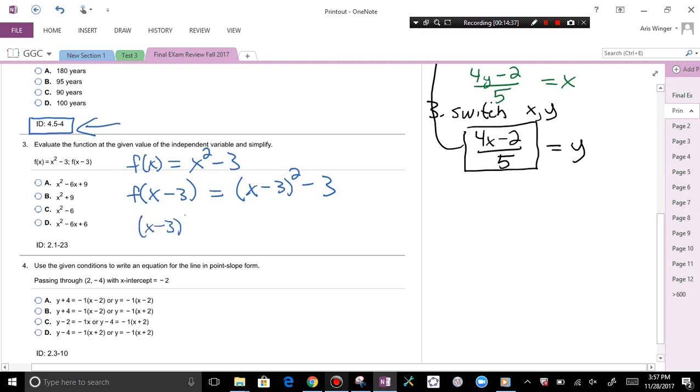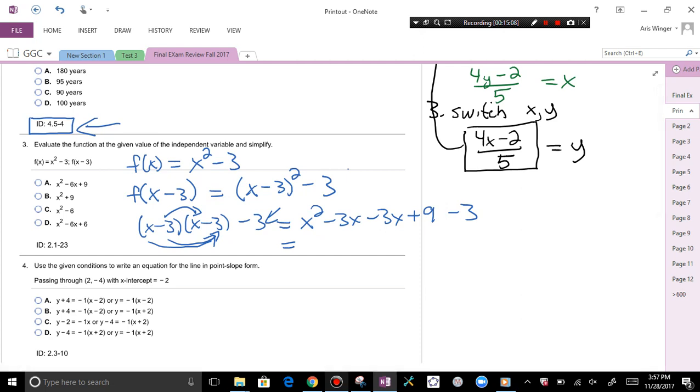X minus 3 times x minus 3 is equal to, we'll FOIL, x times x is x squared, x times minus 3 is minus 3x, negative 3 times x is another minus 3x, and then negative 3 times negative 3 is a positive 9, and then I had a minus 3 that was sitting there. FOIL. And it looks like D. Right, so all we're doing is replacing that x and putting in x minus 3.